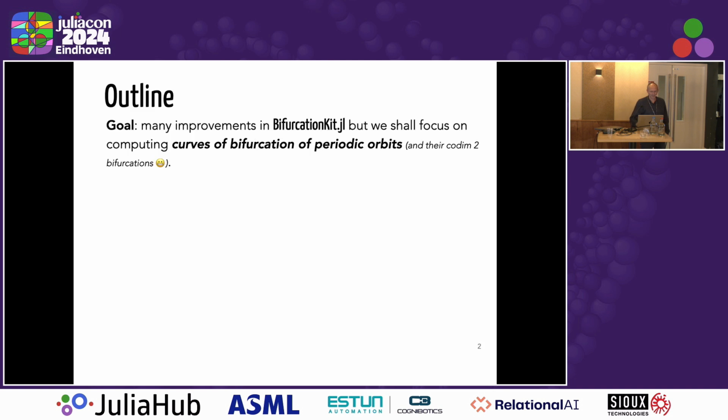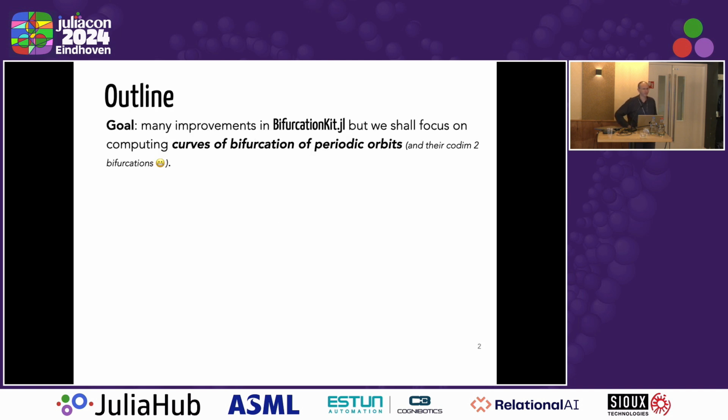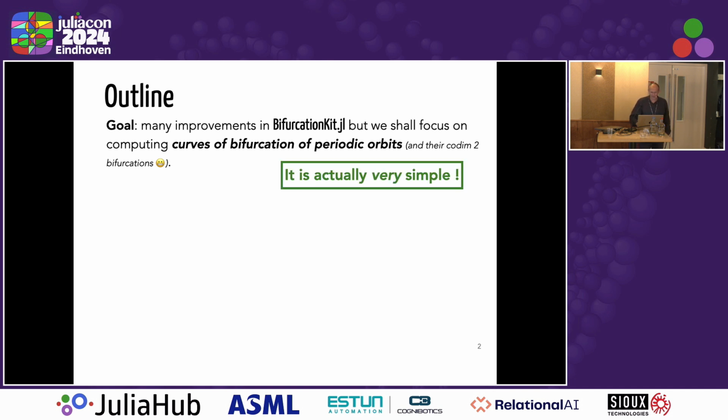Today, of course, it's what's new with BifurcationKit. I presented this two or three years ago, so I hope there have been a lot of developments since then. But I will focus on computing curves of bifurcations of periodic orbits and their codimension-two bifurcations. Don't worry about it. This is the very latest addition to the software, and you will see that it's a very practical problem.